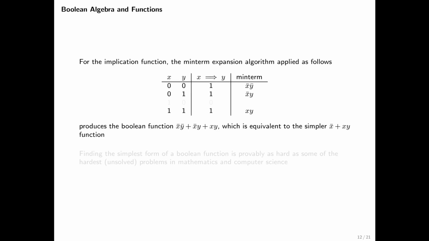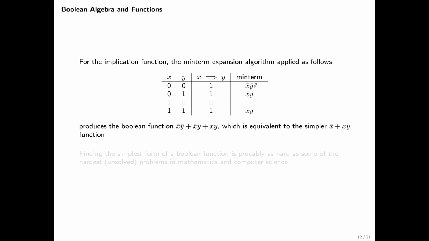So shown here is the truth table for the implication function, and notice that we have erased the row that has 0 for the output. That's the very first step in the algorithm. We only keep the rows that have 1 for output. Okay, and what we do is we build a min-term for each row.